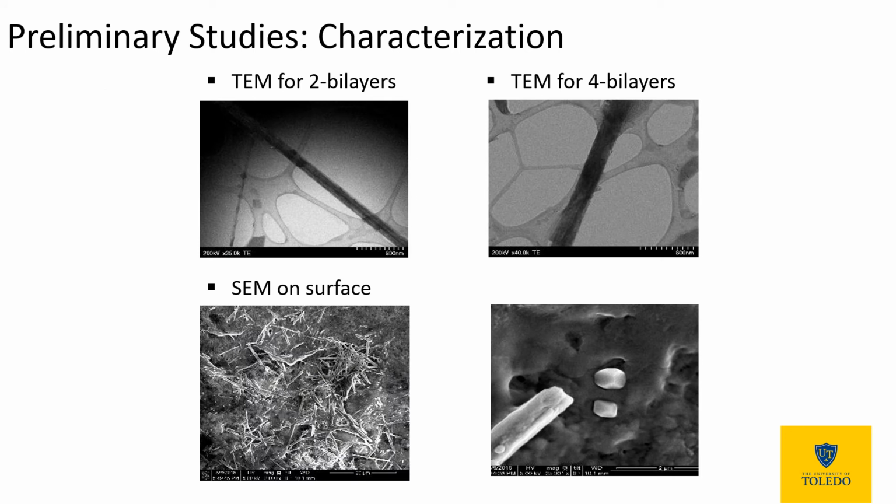Well, we were successful in coating the nanofibers. On the top here you see TEMs for 2 bilayer and 4 bilayer coatings. And on the bottom you see these fibers on the surface of a porous membrane into which we tried to impregnate the fibers. And you can see over here on the lower right that some of the fibers did enter into the pores, but there are many more that deposited on the surface, as you see here on the lower left.